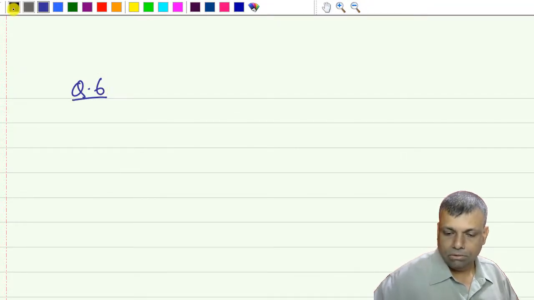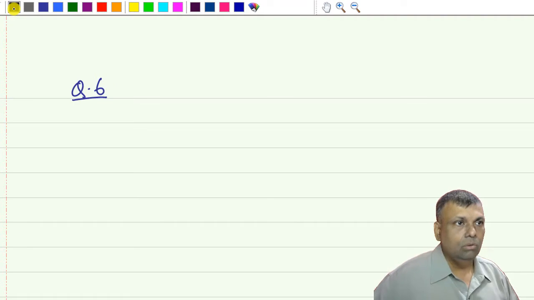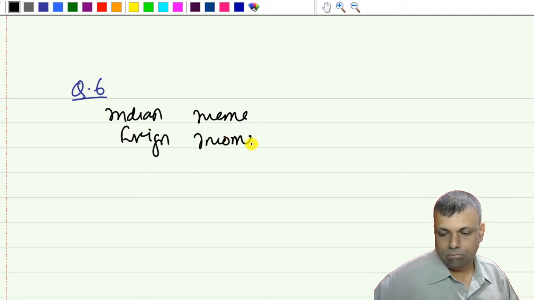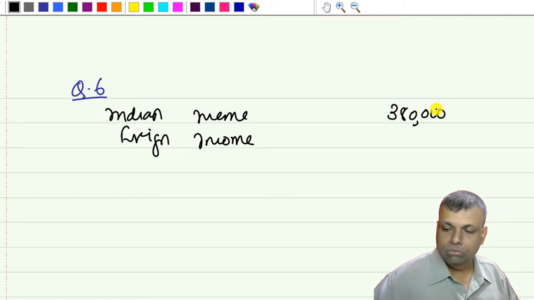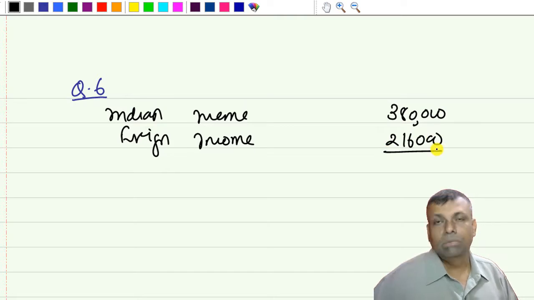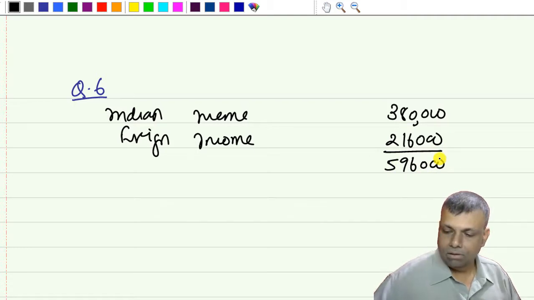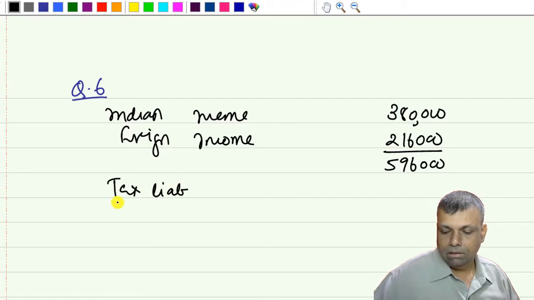Question 6, okay. You have Indian income, you have foreign income. Indian income is 3,80,000, foreign income is 2,16,000. It is an Indian company, so apply the tax rate of the Indian company on the total of 5,96,000. Okay, calculate the tax liability.